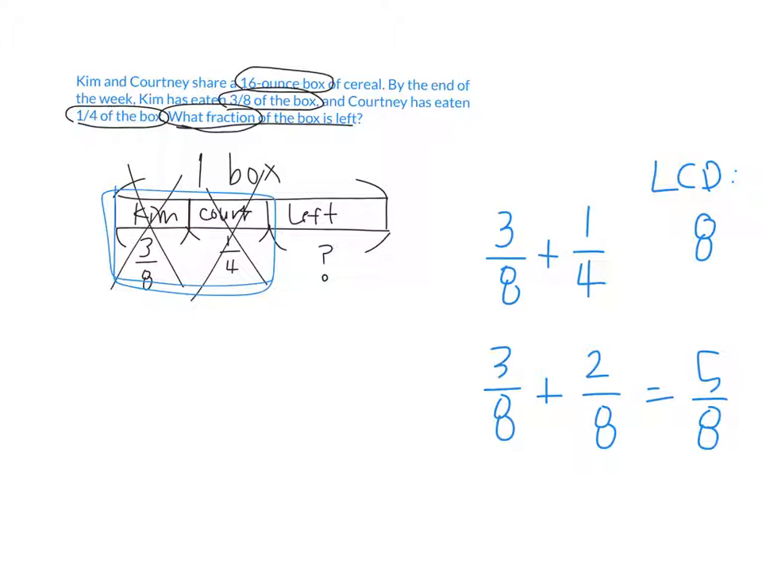So because I can see that 5/8 was eaten all together, how many 8s are in a whole? Okay, this was the whole box. And I have to take away the amount that was eaten. So how much is left?